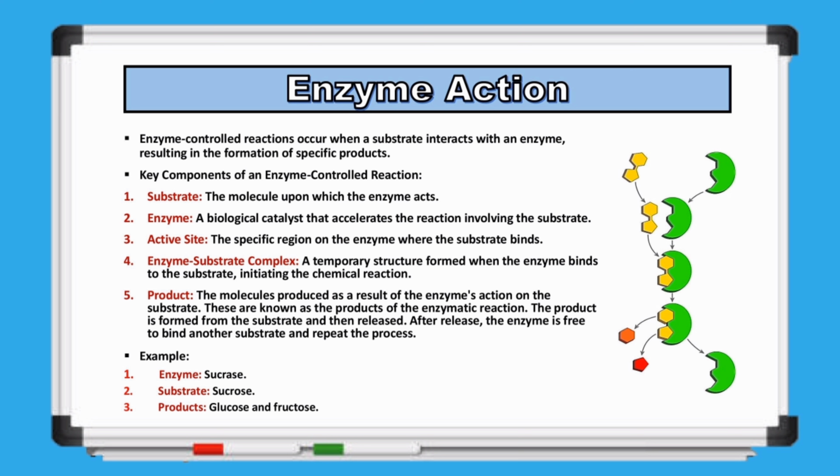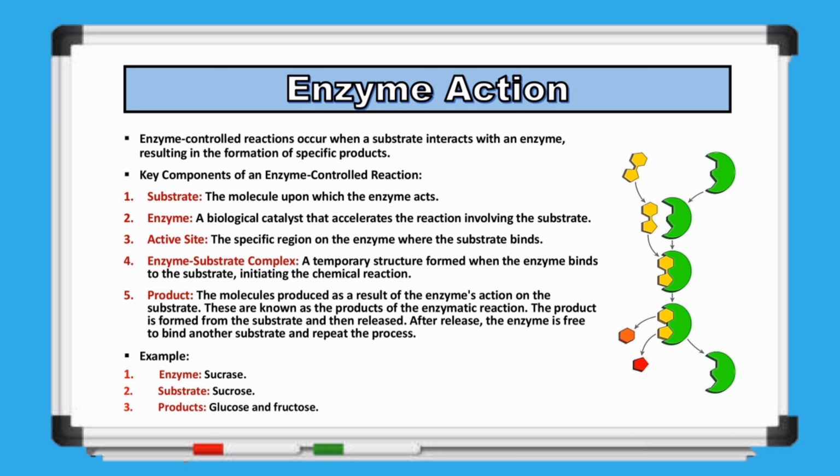Every enzyme has an active site, which is a specially shaped area where the substrate fits, kind of like a lock and key. When the substrate binds to the active site, they form what we call an enzyme substrate complex. It's just a temporary combination that allows the reaction to take place. After that, the substrate is transformed into a new product. Once the product is released, the enzyme stays exactly the same and is ready to start the process all over again with a new substrate.